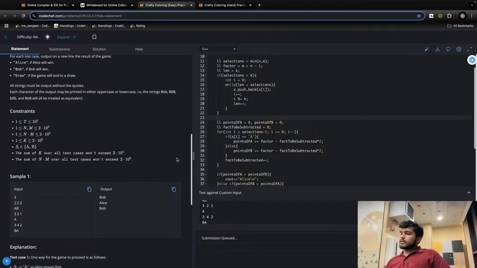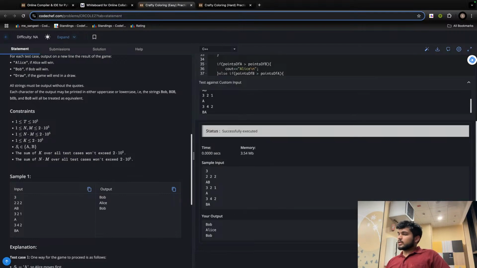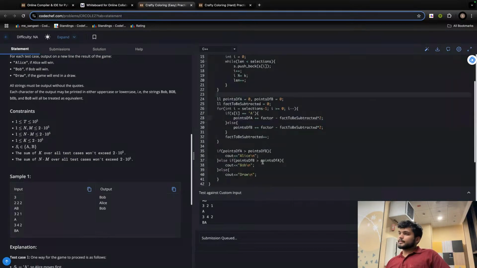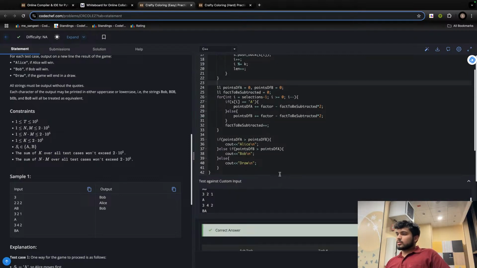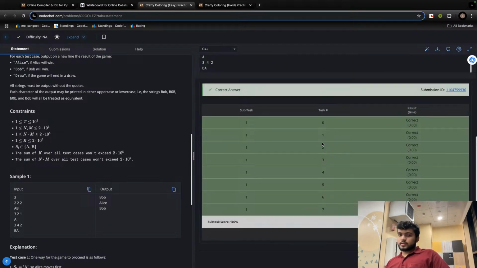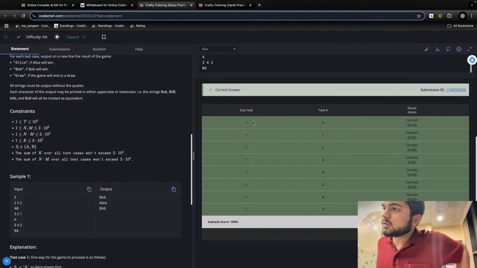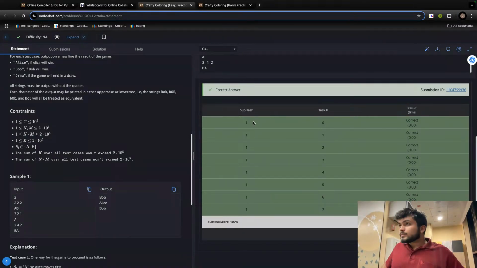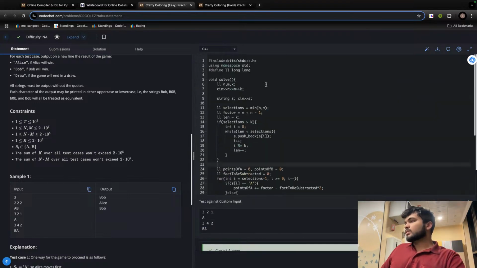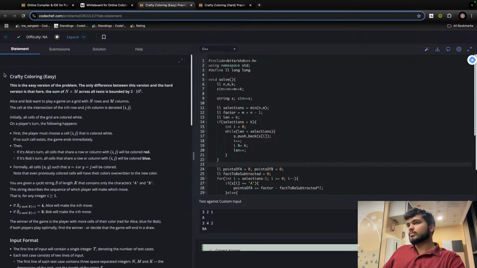Now this should work fine. Bob, Alice, and Bob should be the answer. Let's try to submit. Okay, we got a correct answer. So we made some progress. Now, I'm not sure if I'll be able to reach the correct solution for the harder stage, but let's try.